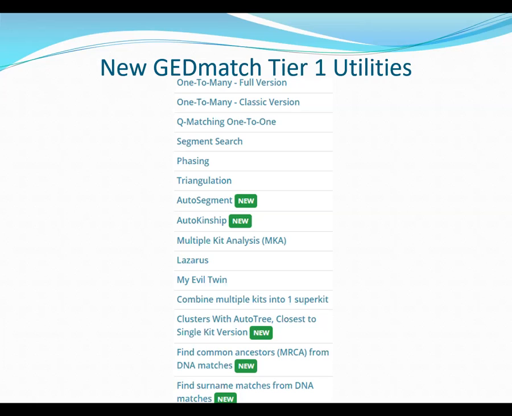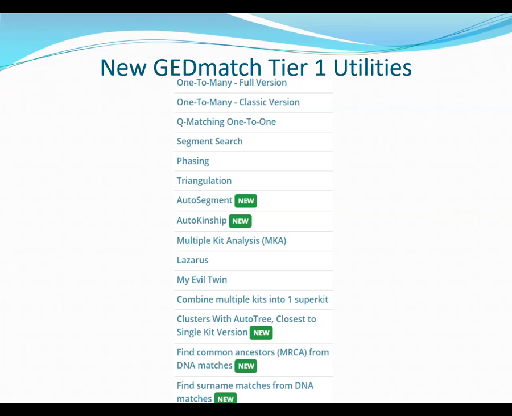I'd also like to highlight the Lazarus tool, which is where you use the raw data files from various different close relatives to reconstruct a portion of the profiles for your ancestors. In most cases, you're going to be creating profiles for your parents, great-grandparents, or possibly grandparents, depending on the situation, using your close relatives, first and second cousins.